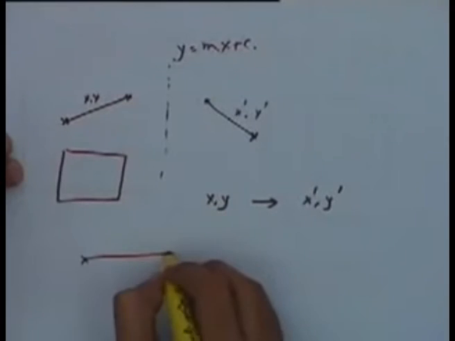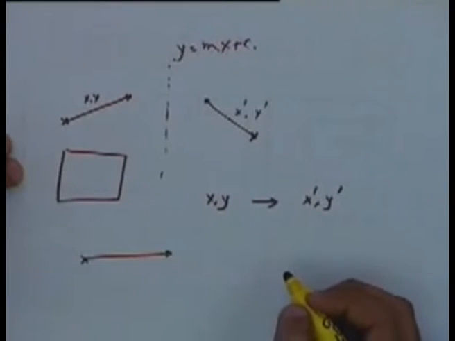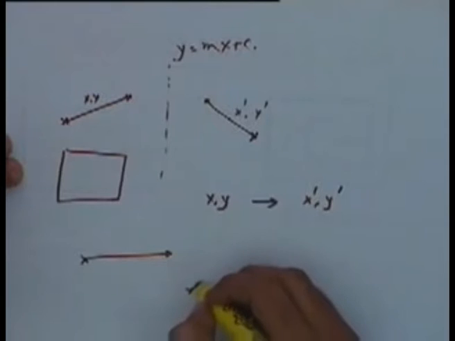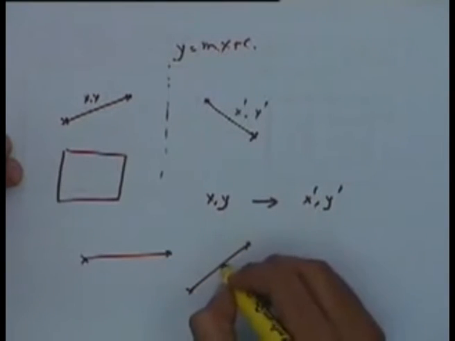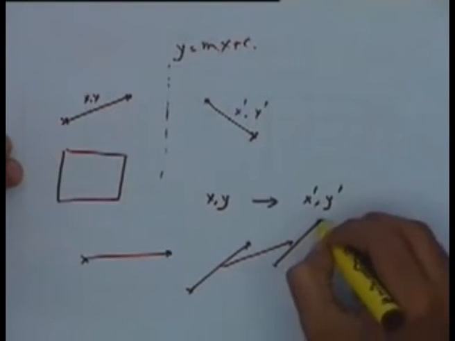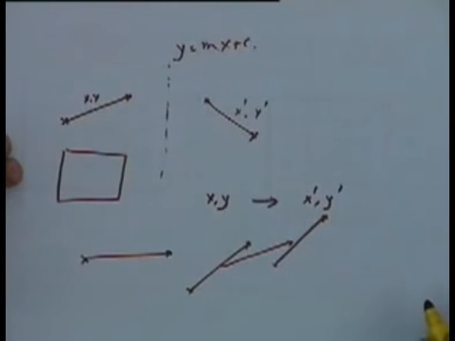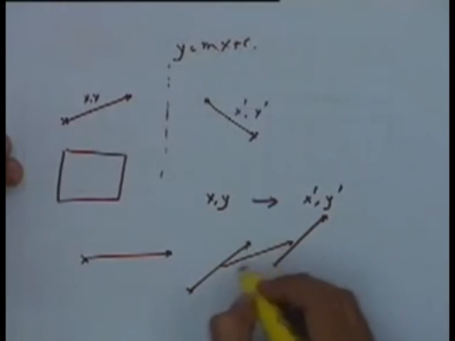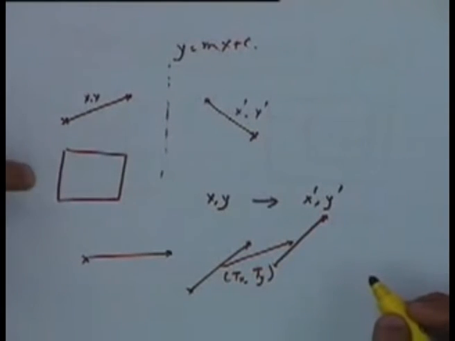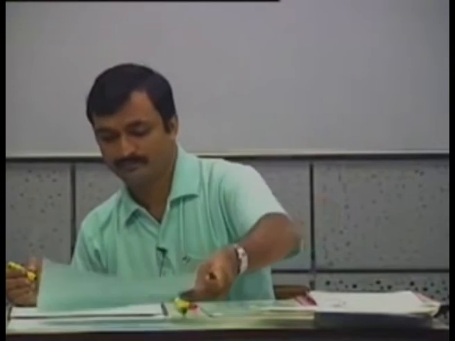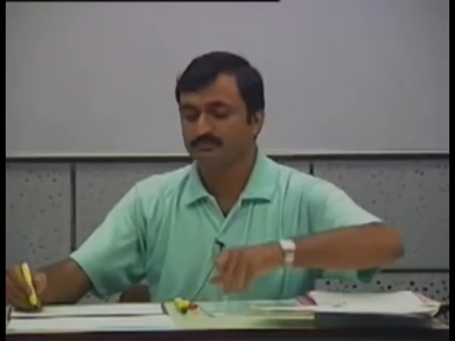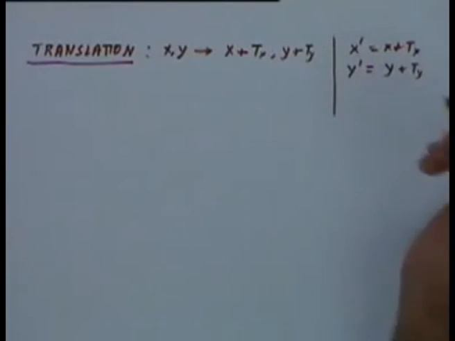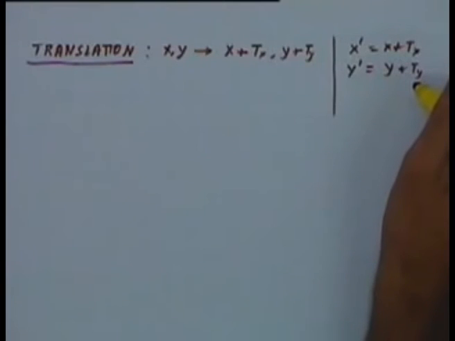Any point is translated by a vector. Okay, if we have a line segment like this, this will be translated by a vector onto a location like this. Okay, this is translation by a vector given by tx ty. And that can be captured simply by addition of tx and ty in the x and the y coordinates.